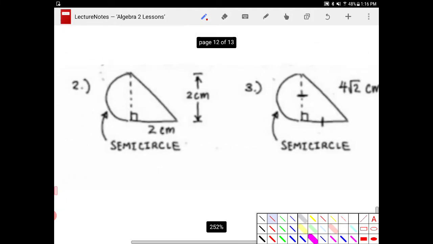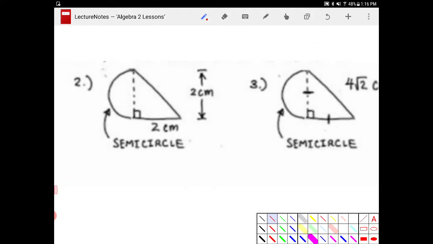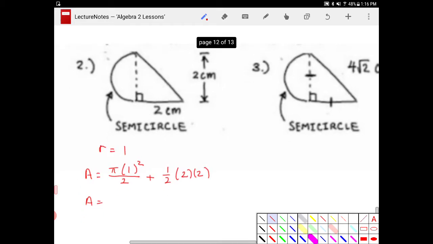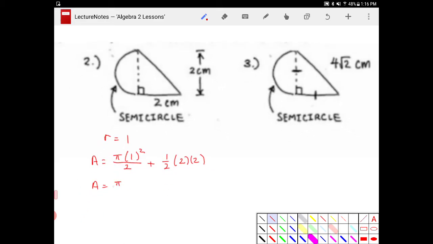All right. Here I'm told the height of the triangle is 2 centimeters, which means that the radius will therefore equal 1. And if the radius is equal to 1, then the area of the semicircle is going to be this. The area of the triangle is 1/2 base times height. So what is the area of this composite figure? It's going to be pi over 2 plus 2. And all of this must be in centimeters squared.